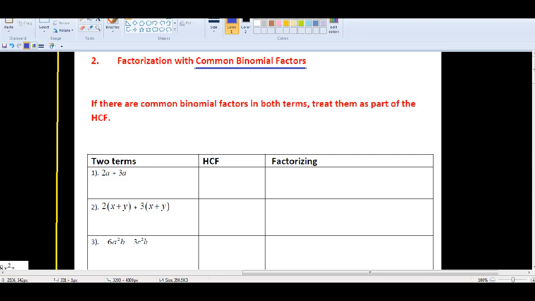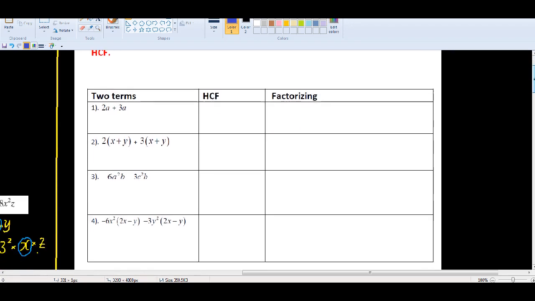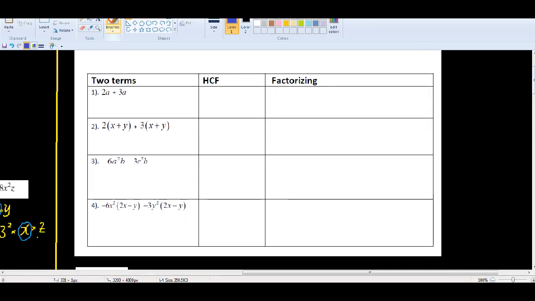In year 9, possibly you have solved some questions like this, but not too much, right? Let me give you some examples. First, let's do a very simple factorization. 2a plus 3a. What's the HCF of 2a and 3a? Of course, it's a. Factorizing, of course, you are going to take a out of it, and 2 plus 3 becomes 5, right?